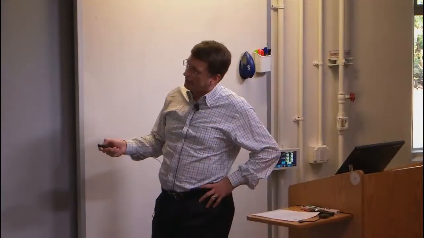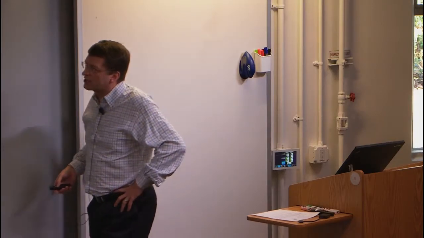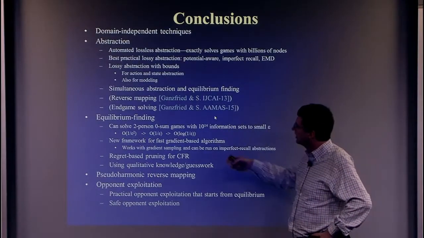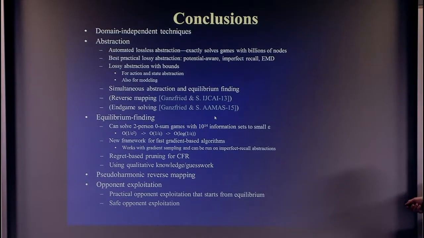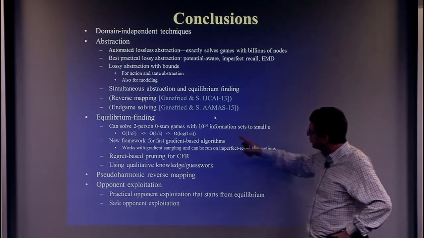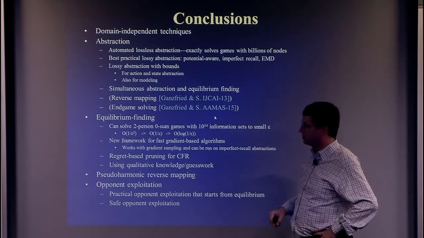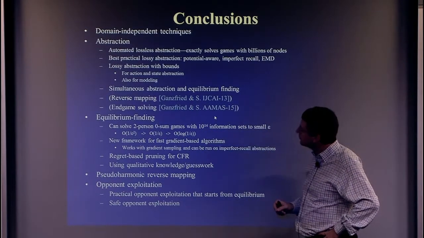There's some theory and experiments on the reverse mapping. How should you map the opponent's actions into our abstraction if they move something that's out of the abstraction? And then endgame solving. We didn't have time to talk about those. Equilibrium finding can now solve games with 10 to the 14 information sets to very small epsilon.